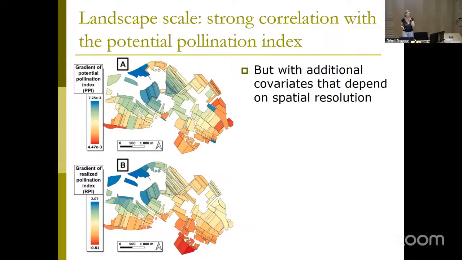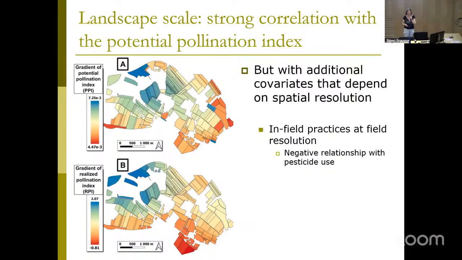And these differences might be explained in part by factors that are not included in the potential pollination index, and in particular, farming practices. And what we show is that the covariates of the realized pollination index are in particular farming practices when the index is calculated with a fine resolution. And in particular, we observed a strong negative relationship with pesticide use. Even though you have a lot of resources for pollinators at a given place, if farmers use a lot of pesticide, the realized pollination is lower.